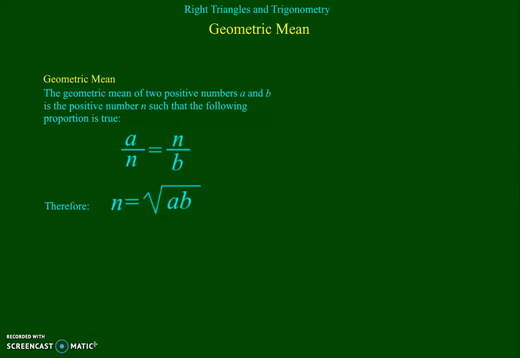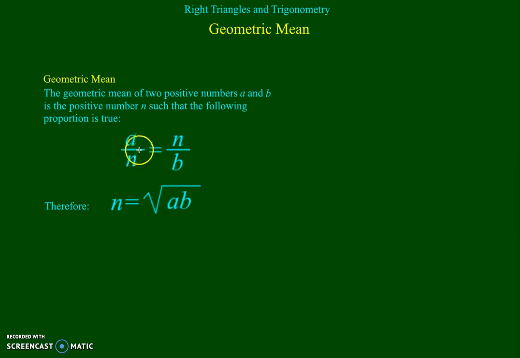This is part 6 of the series Right Triangles and Trigonometry, and in this part we're going to begin by talking about a concept called geometric mean. Now before we discuss what a geometric mean is, let's take a look at this proportion in a little greater detail.